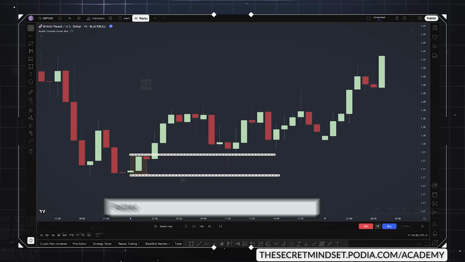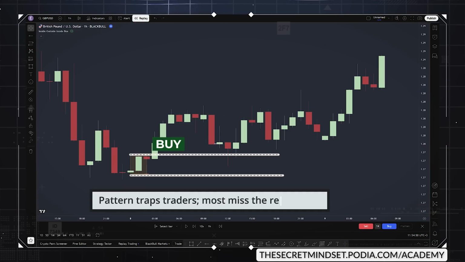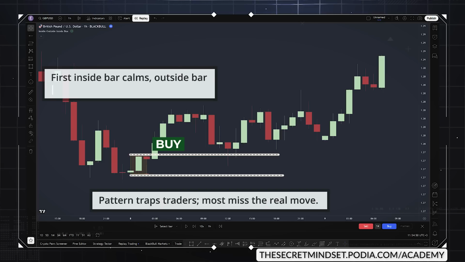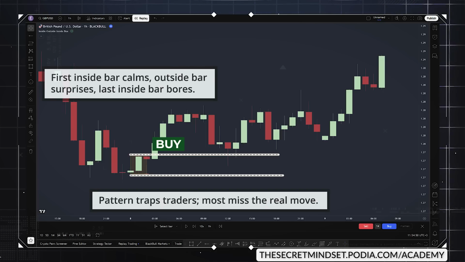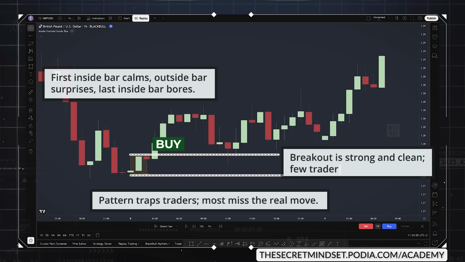This pattern works because it traps traders on both sides. The first inside bar makes people think nothing will happen. The outside bar shakes them up, but it's over so fast, they don't trust it. The last inside bar makes most give up. Then when price finally breaks, it's strong. There's no resistance left. The move can be fast and clean.